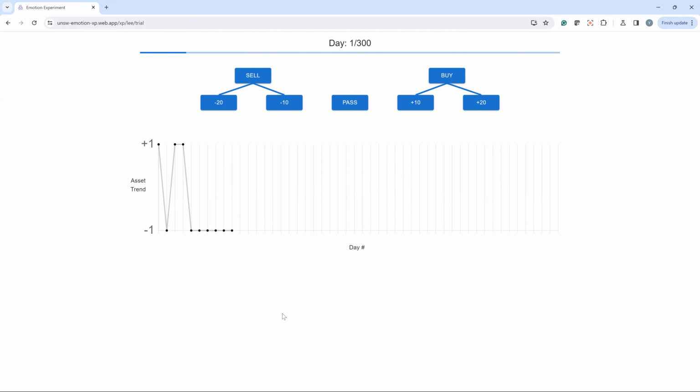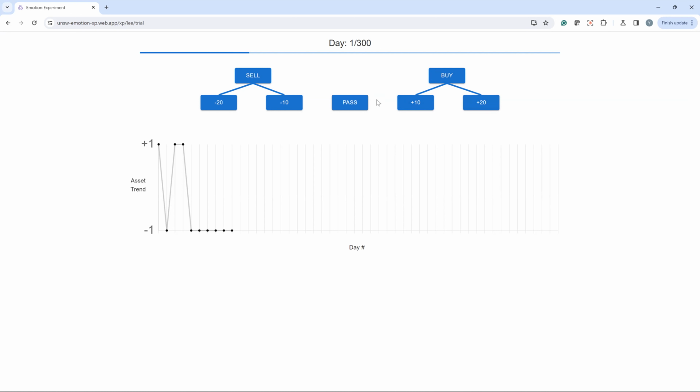So the game interface looks like this. In each day, you have to make a decision and you will always have 5 different options. You can choose to sell 20 shares of the asset, which is minus 20 here. And you can choose to sell 10 shares of the asset, which is minus 10 here. You can also choose to buy 10 shares or 20 shares of the asset, which are plus 10 and plus 20.